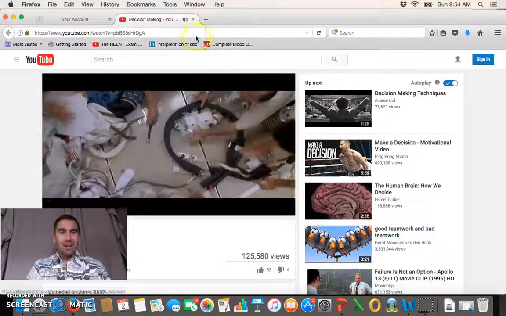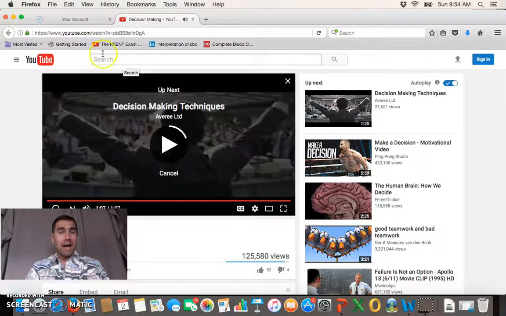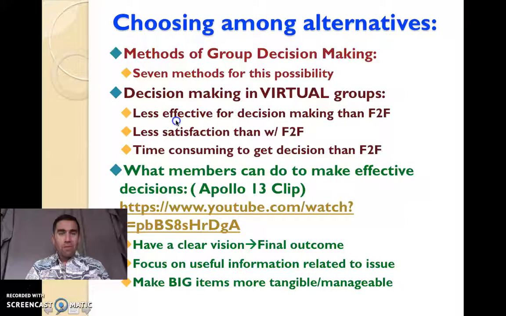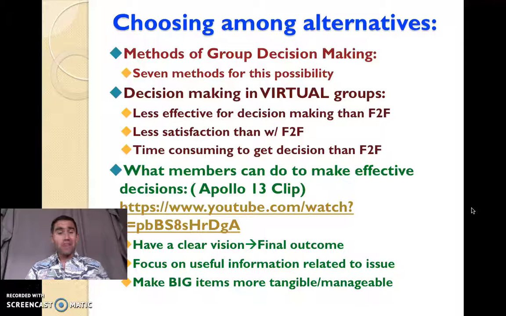So there you go. It shows them working together to try and come up with a decision on how things are going. From that, right here, what they had to take this to put it there. Have a clear vision to come out with a final outcome. Focus on useful information related to the issue. Make big items more tangible and manageable. So that's, how can we do it? What can we do to come up with what we need to?